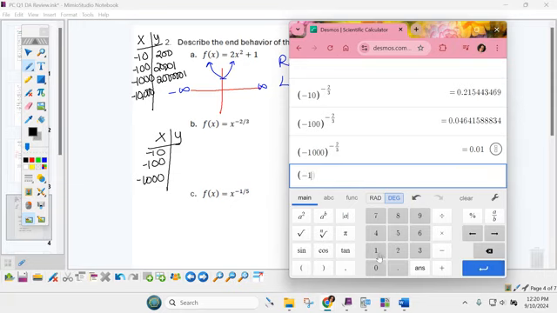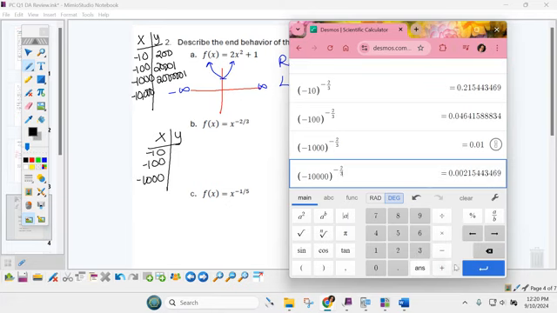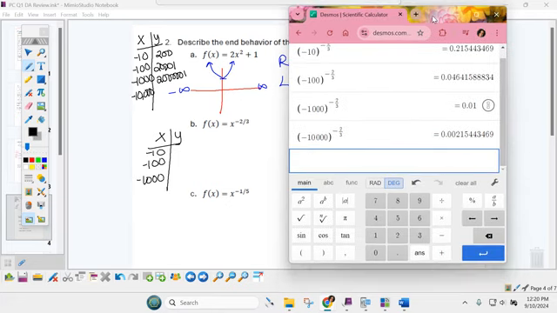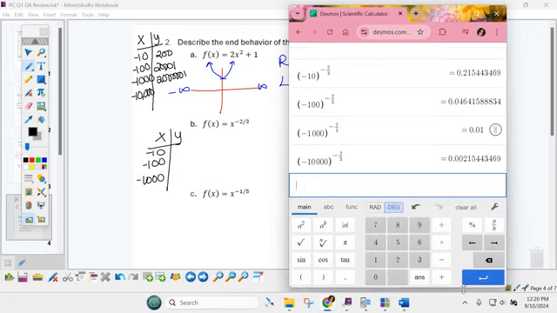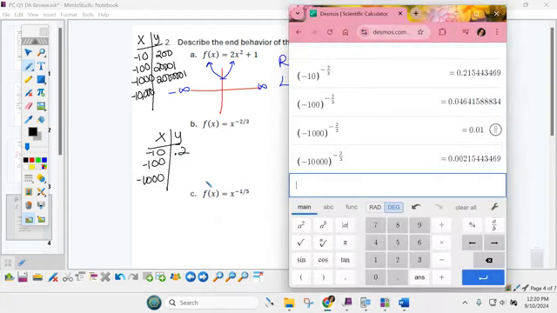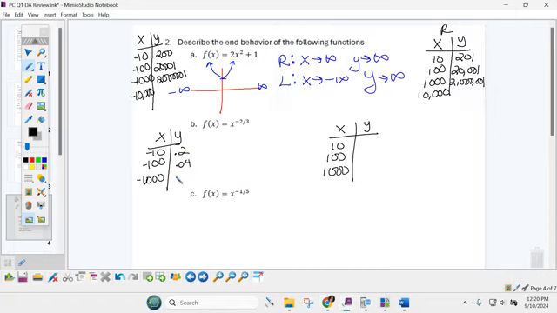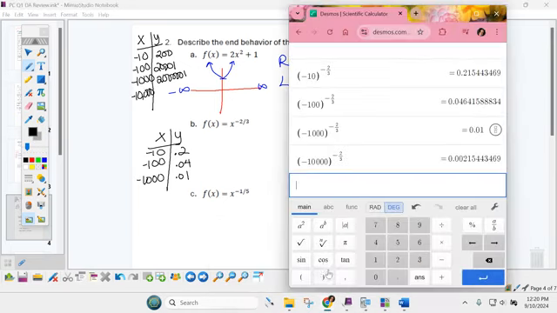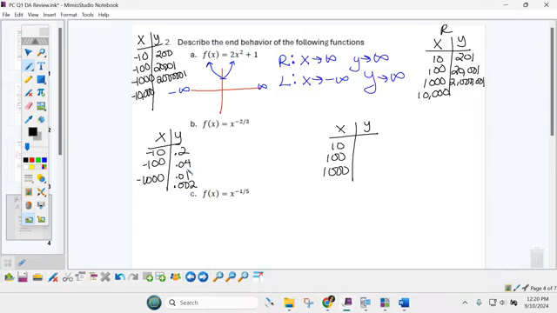Let's go another one. And so I can see these decimals, 0.2, 0.04, 0.01. This is annoying. 0.002. They're getting really, really tiny. So as x goes to negative infinity, y is going really close to 0. We're going to approach 0, but never get there.